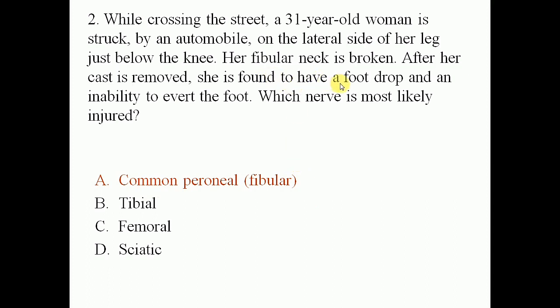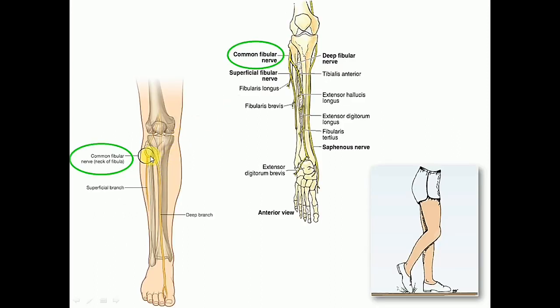So the patient has foot drop, and that is because of injury to a nerve, and that nerve is related to the neck of fibula. In addition, there is also inability to evert the foot. Out of all the nerves given, the common peroneal or fibular nerve is the nerve which is related to the posterolateral aspect of the neck of fibula. The common peroneal and the tibial nerve are the branches of sciatic nerve given in the popliteal fossa.